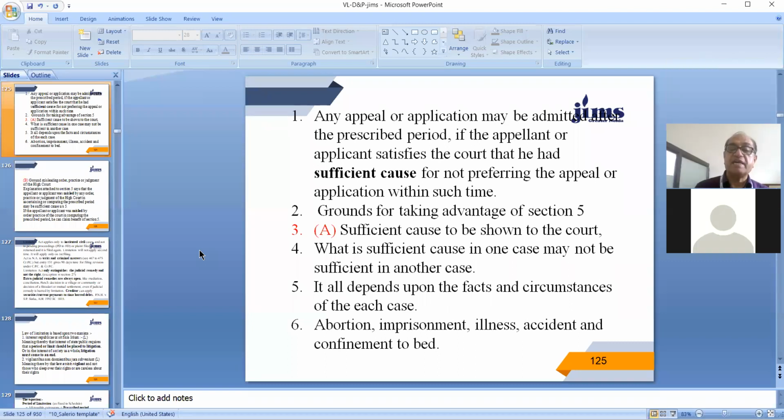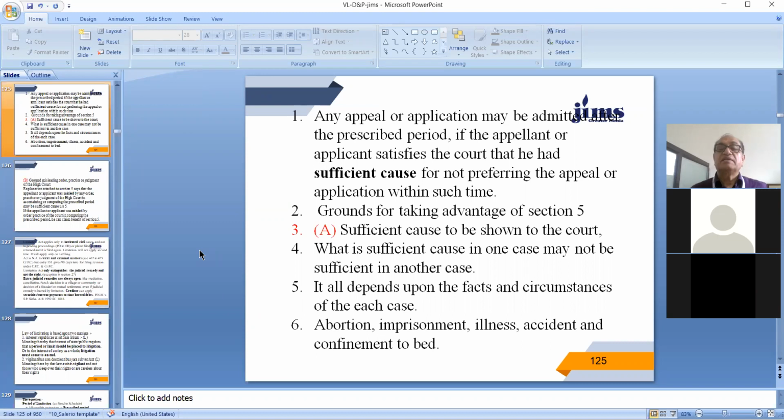Now, if you are taking the help of section 5, then any appeal or application may be admitted after the prescribed period if the appellant or applicant satisfies the court that he had sufficient cause for not preferring the appeal or application within such time. And there are grounds for taking advantage of section 5. What is sufficient cause? You will have to show the court why you could not move an application within time, why you could not file your appeal within time.